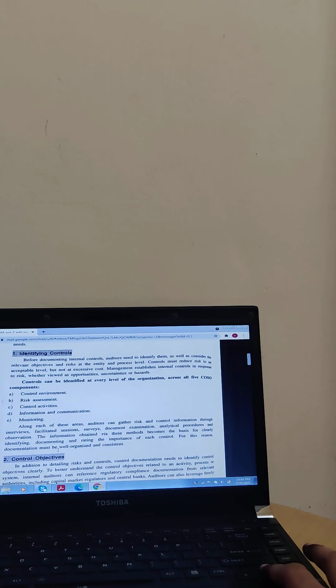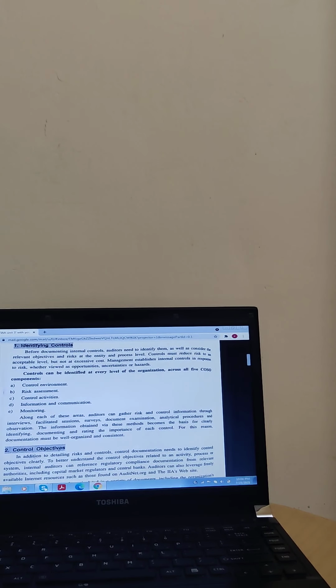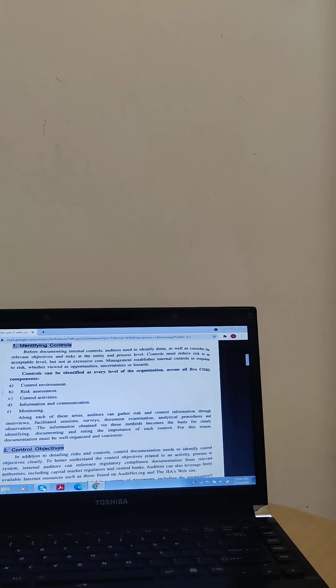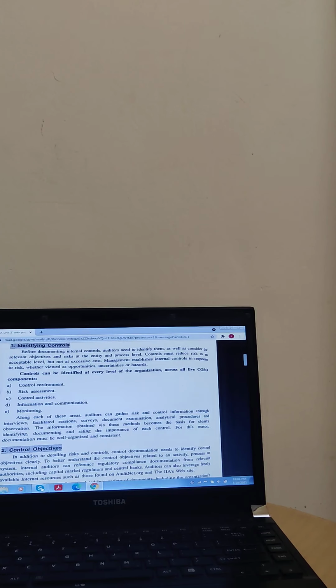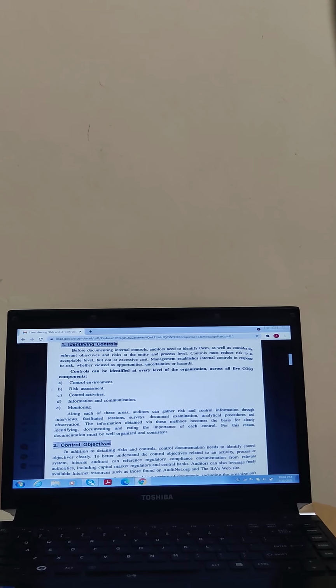In that you have identifying your controls. Identifying your controls is basically wherein the auditor, that is the internal auditor, needs to identify what are the basic objectives that need to be achieved at the entity level. Also, controls must reduce risk to an acceptable level, okay. Then you have to establish necessary controls in order to avoid any sort of uncertainties, or in case there is any problem which arises, how you need to solve that particular problem.